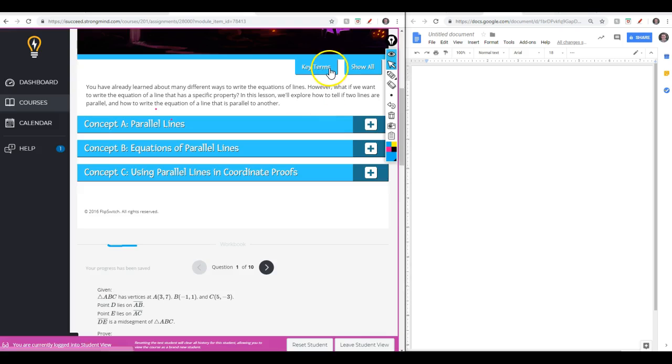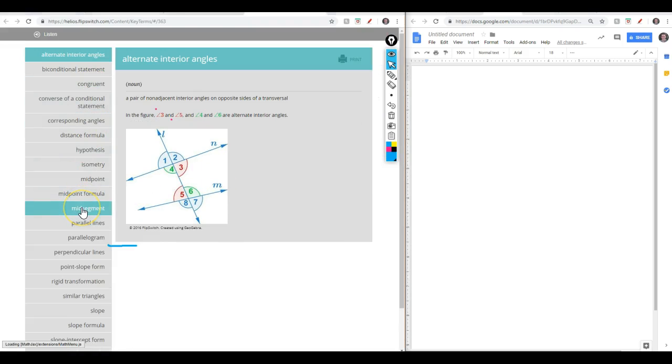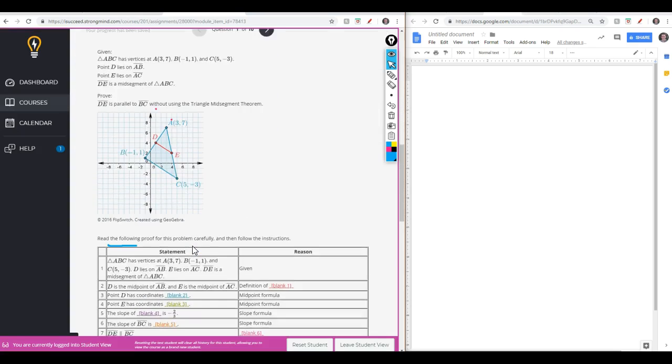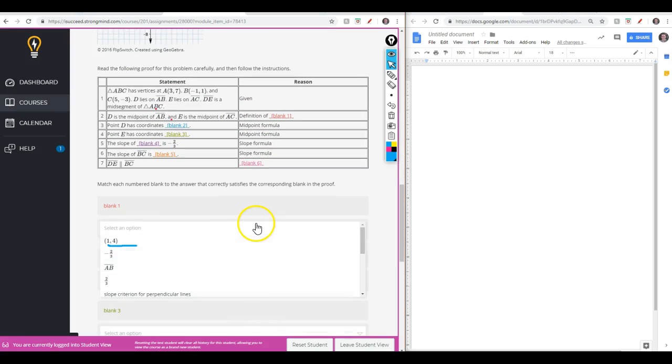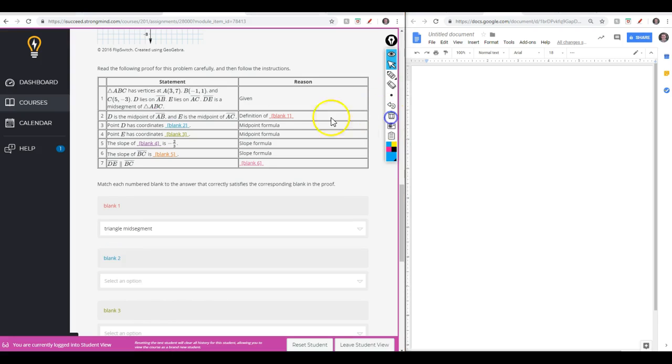So if I were not sure what mid-segment meant, I would go to the definitions and click mid-segment. A line segment that connects the midpoints of two sides. So the reason that they are midpoints is because it's a mid-segment. So that's the definition of mid-segment for blank 1, triangle mid-segment, right there. So blank 2, point D has the coordinates, blank, midpoint formula.